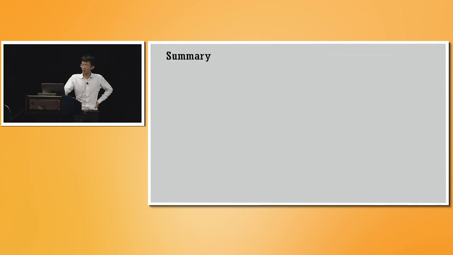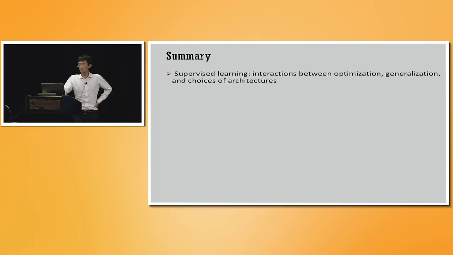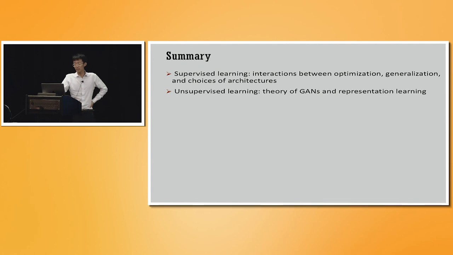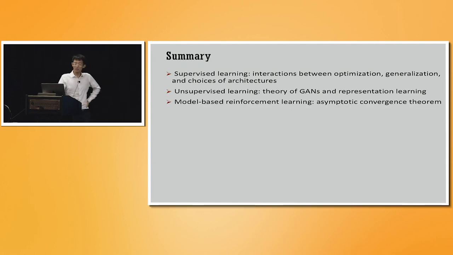All right, I'm going to summarize the whole talk. I've talked about supervised learning, where I focused on the interactions between optimization, generalization, and choices of architectures. We've talked about unsupervised learning, the theory of GANs, and representation learning. And also, I briefly touched on some recent progress on model-based reinforcement learning with asymptotic convergence theorems.